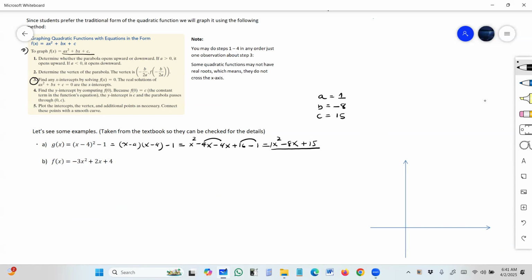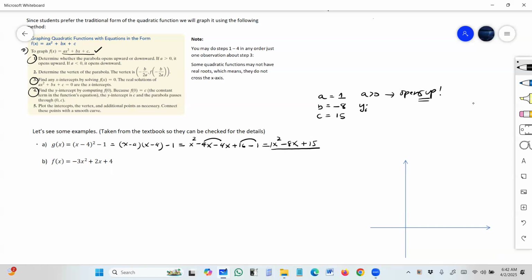All right, now I have the parabola or the quadratic function in this format. I'm going to determine if it is opening up or down. I know that A is positive, so this opens up. Okay. And instead of finding the vertex, I always prefer to find the y-intercept first because it's easier.